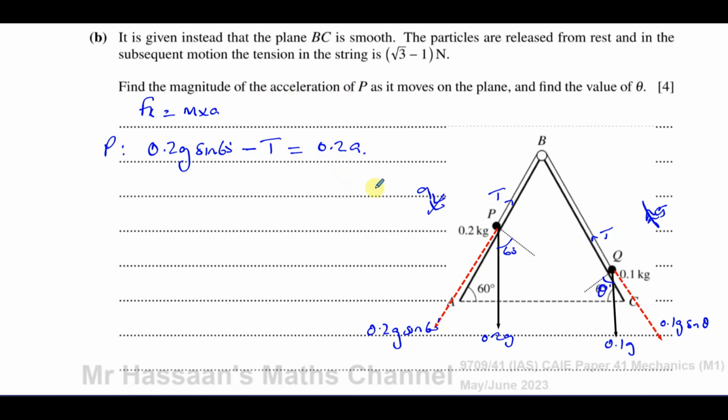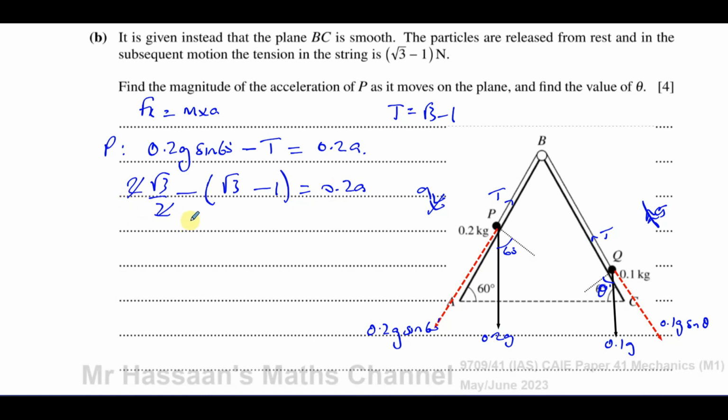Okay, because we know that T is equal to, as I said, root 3 minus 1 newtons. So 0.2 times g is 2. Sine 60 is equal to root 3 over 2. So 2 times root 3 over 2, minus the tension in the string, which I'll put in brackets so that I don't mess up with the minus signs, root 3 minus 1, equals 0.2A.